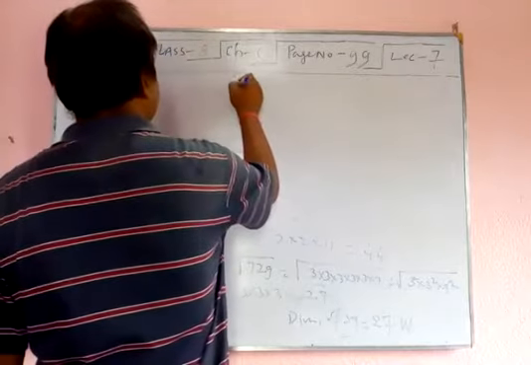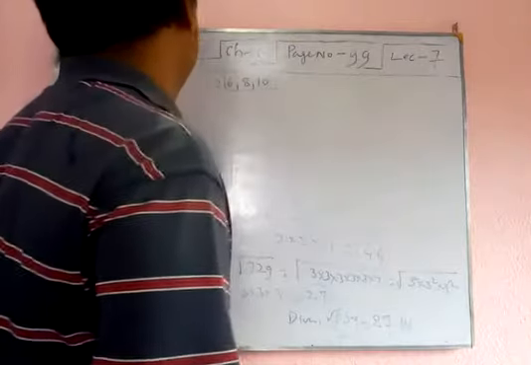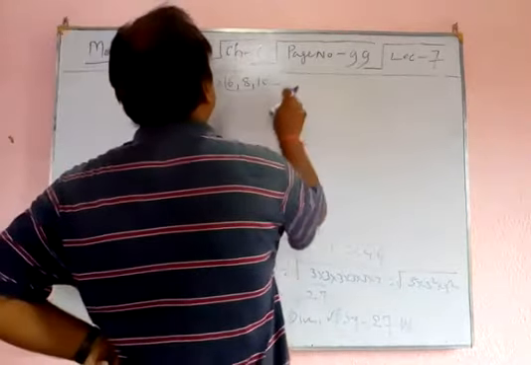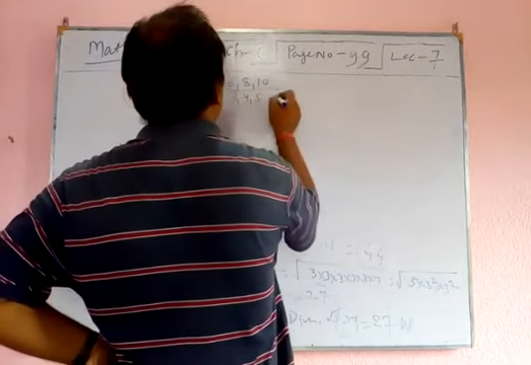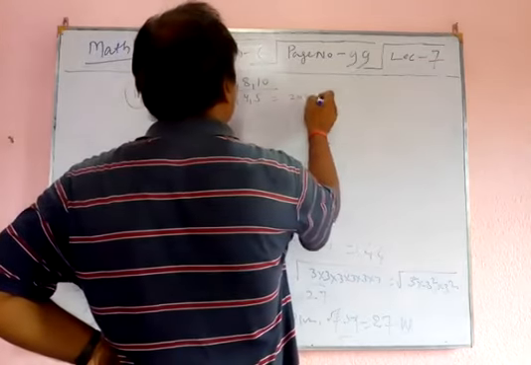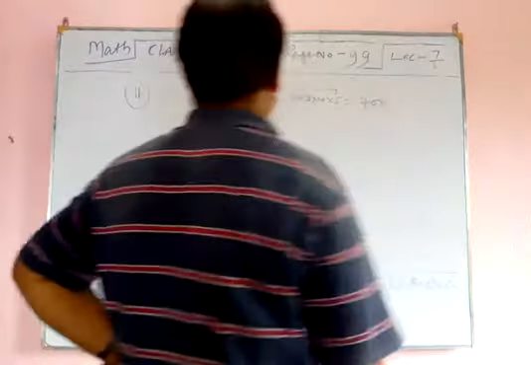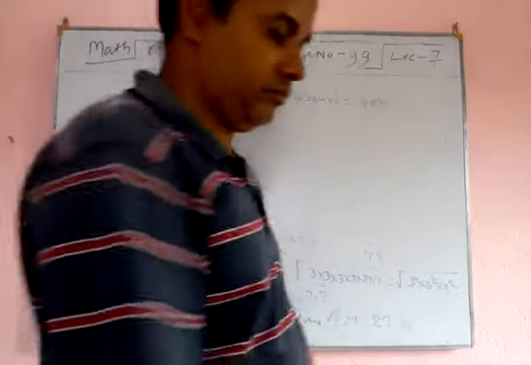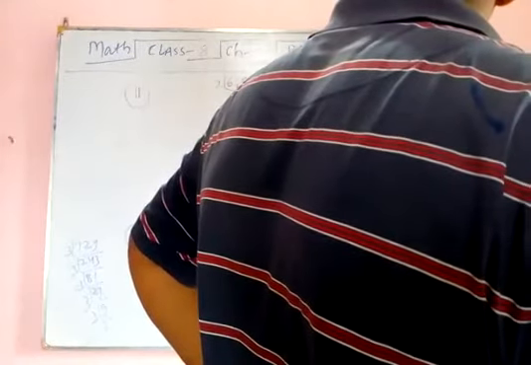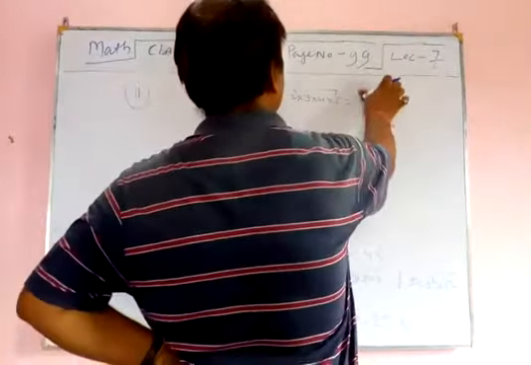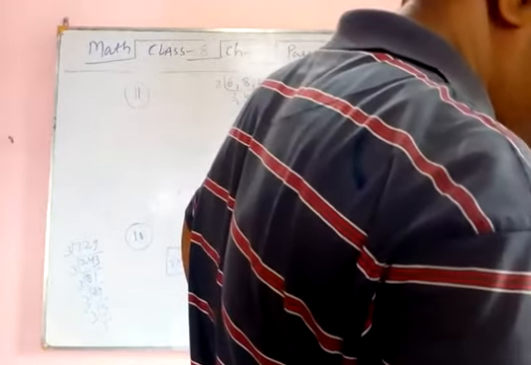So LCM of 6, 8 and 10, first we have to find out. That means 3, then 4 and 5. That is 2, 3, 4, 5. That is 120. Now we have to find out the smallest square number.